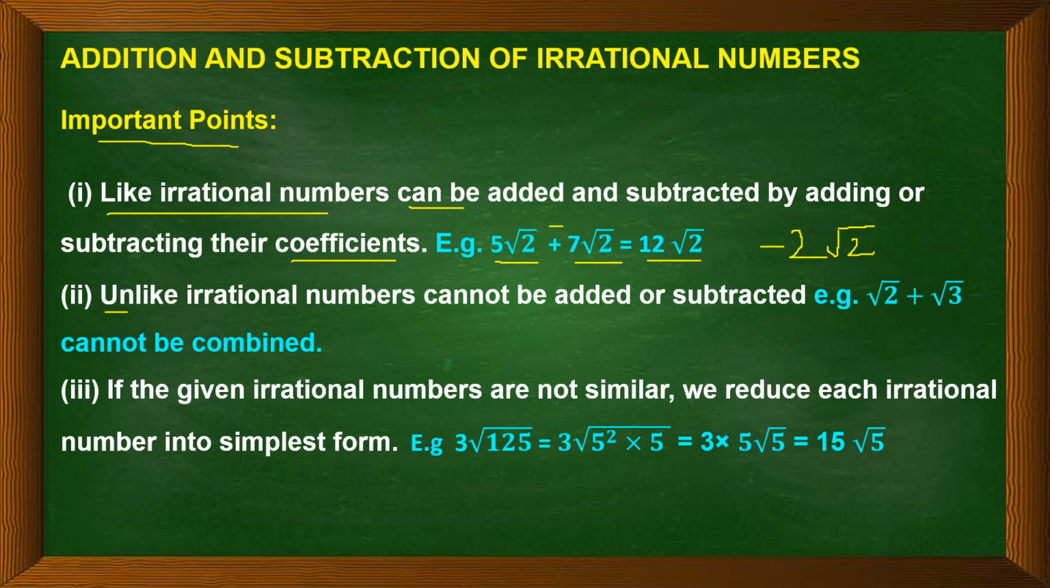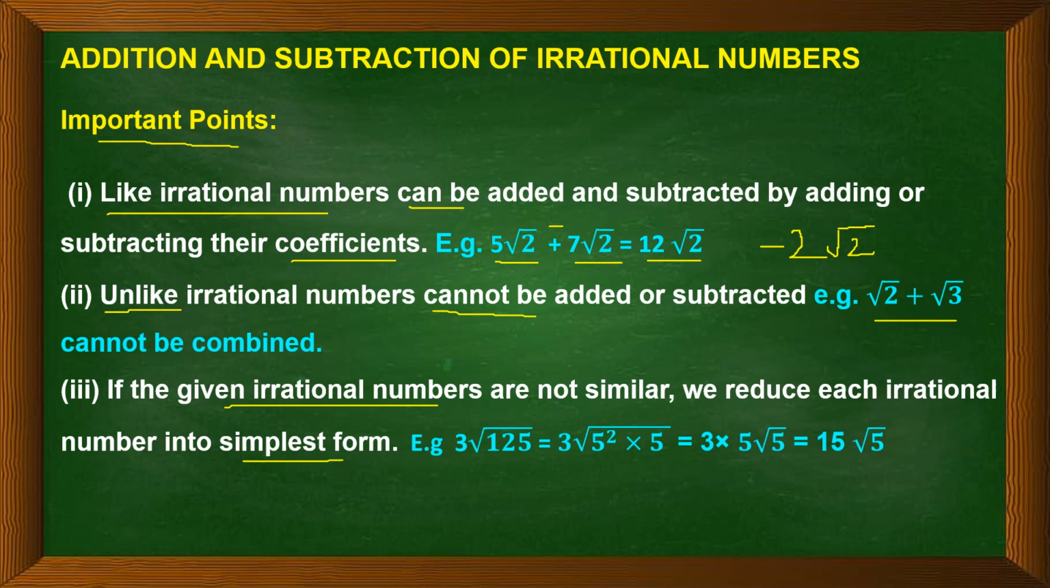Now the second point is, unlike irrational numbers cannot be added or subtracted. For example, we have root 2 plus root 3. They cannot be combined because over here we don't have any common irrational factor. Now if the given irrational numbers are not similar, we can reduce the irrational numbers into simplest form, and we can see that both are like irrational factors, and then further we can solve.